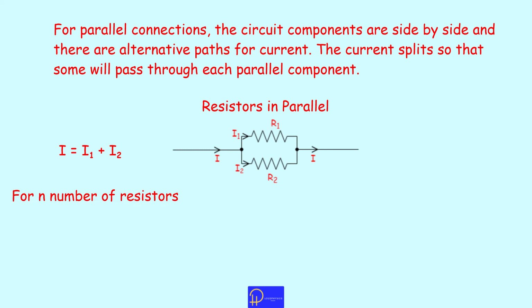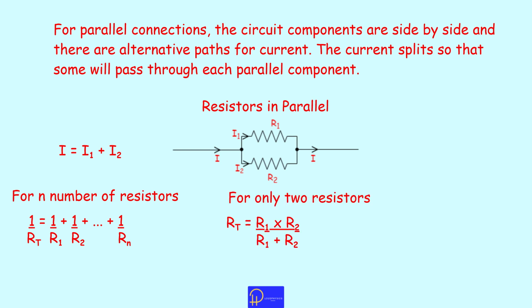To find the resistance of resistors in parallel, it is equal to the sum of their reciprocals. So we have for n number of resistors, 1 over RT, which is the total resistance, is equal to 1 over R1 plus 1 over R2 plus all the way to 1 over Rn. If you have just two resistors in parallel like we have shown, then you can simply find the total resistance using the relation product of the resistances over the sum of the resistances. So RT is equal to R1 times R2 over R1 plus R2.